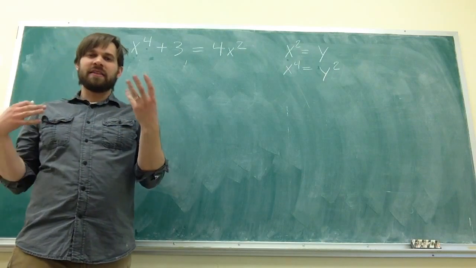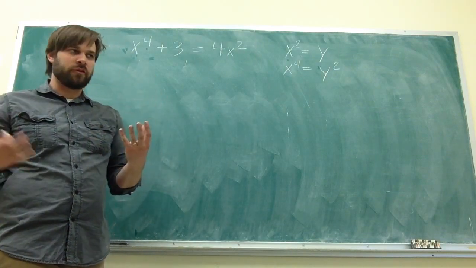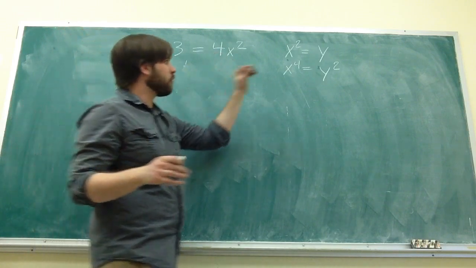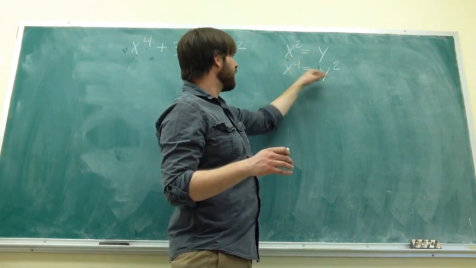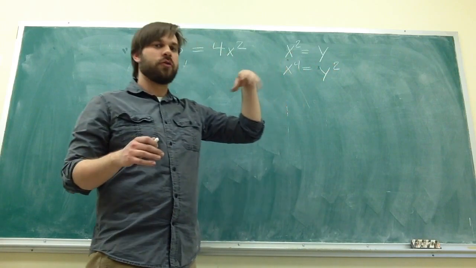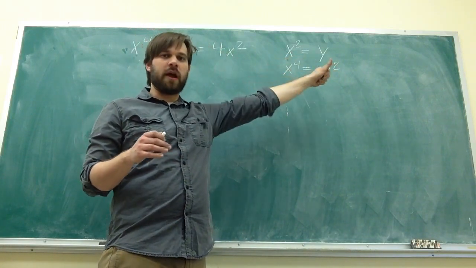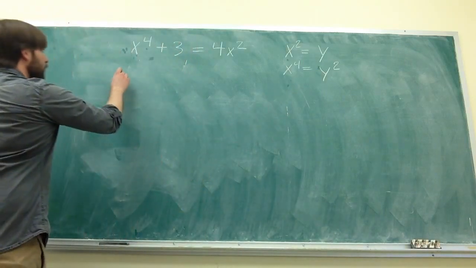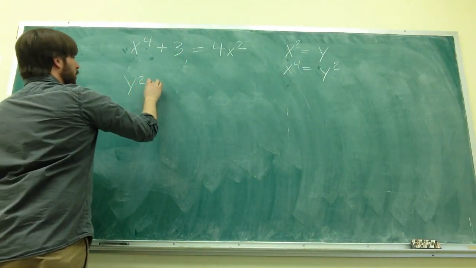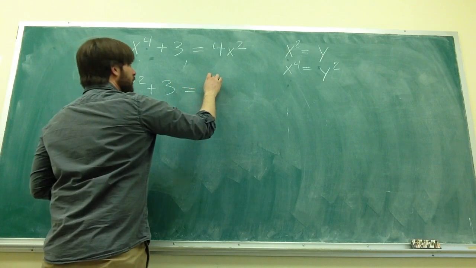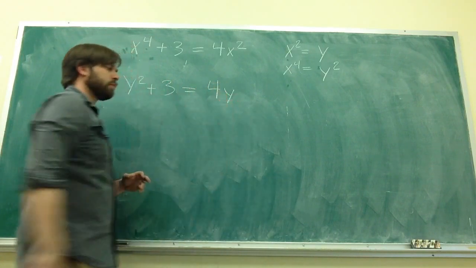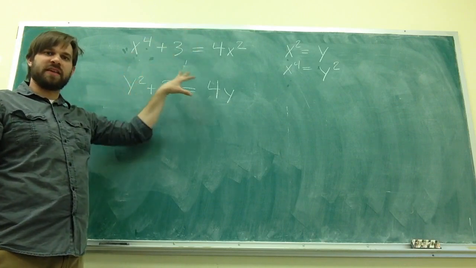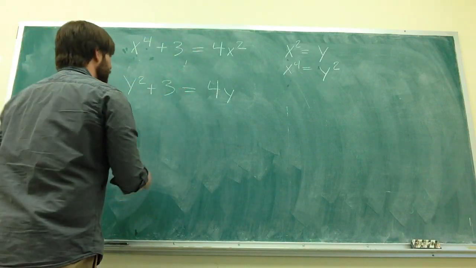So by making this substitution, which may seem arbitrary, we are able to change this equation. So x squared is equal to y, and x to the fourth is equal to y squared. So every place there's an x squared, I can write y. And every place there's x to the fourth, I can write y squared. So this will be y squared plus 3 is equal to 4y. So now this wasn't a quadratic, but this is. So now we can solve this equation.